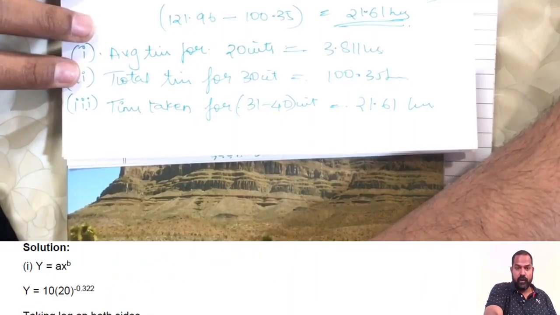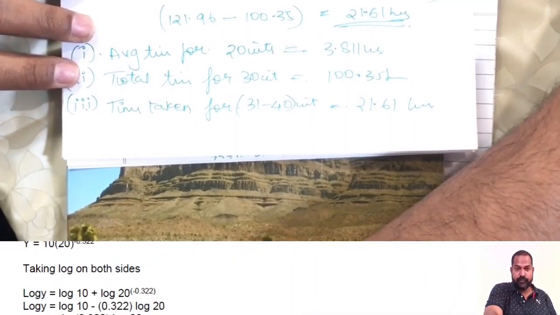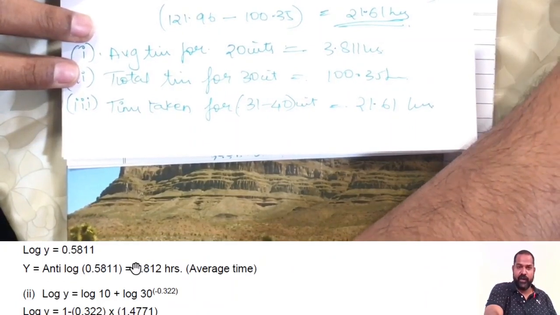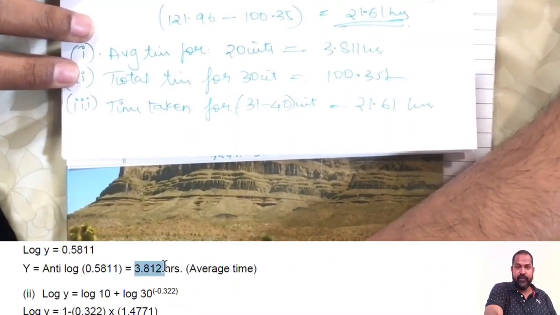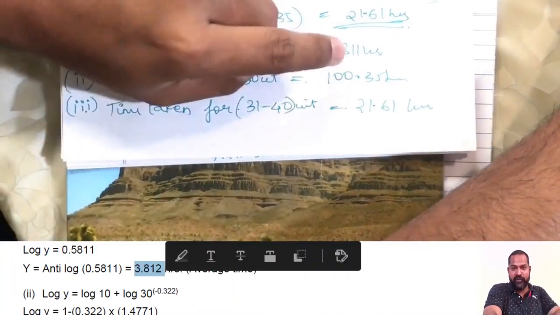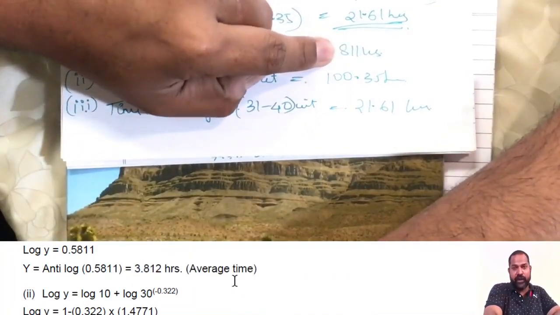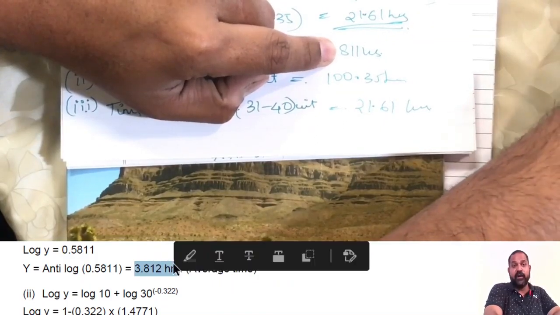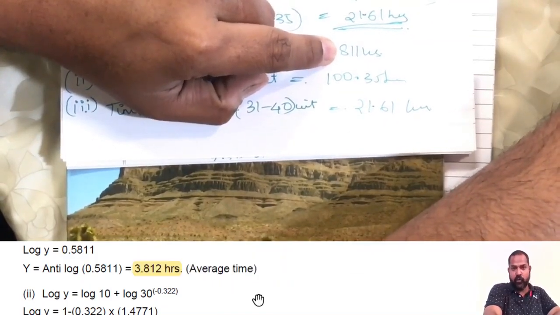So, let's begin with the first question. And the first question is here. Don't look at anything else. Just look at the average time. The average time is 3.812 hours. We got 3.811. They got 3.812. That's okay. It's a decimal change in the third place, which is okay. There's nothing wrong with it.